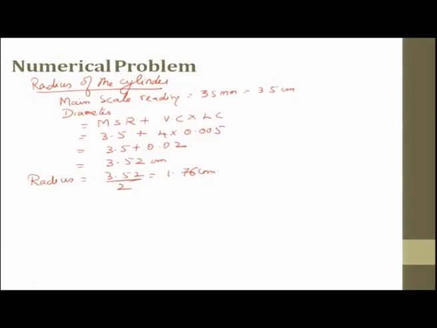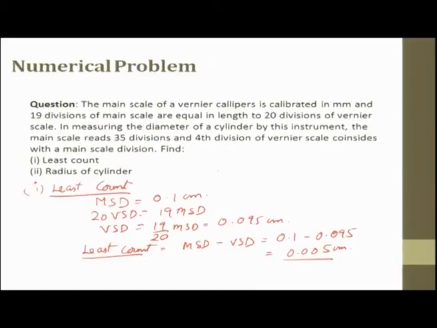This is also a very simple problem. Now you see we have given some real time examples. You measure this, see what division you get, and from that you find the least count, and you also find the radius of the cylinder.